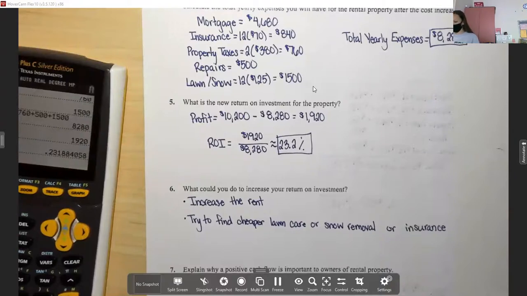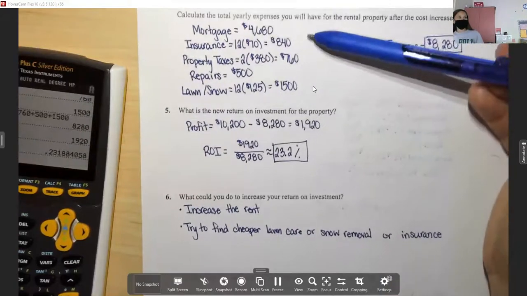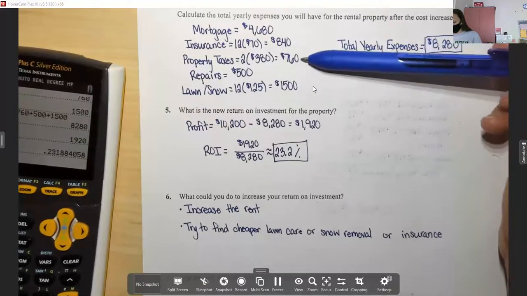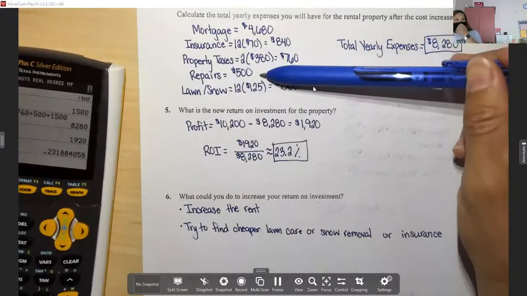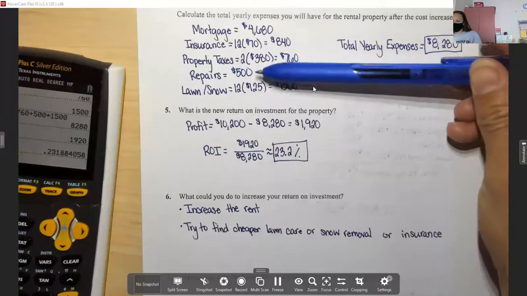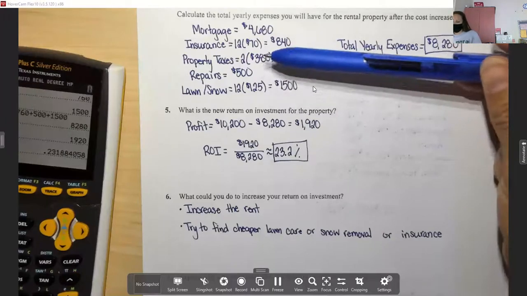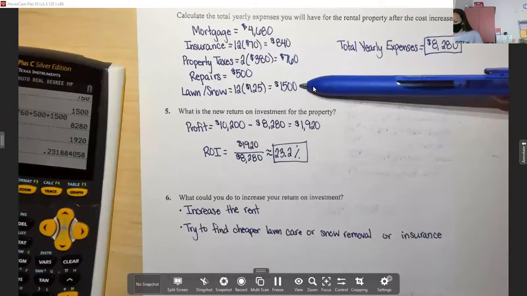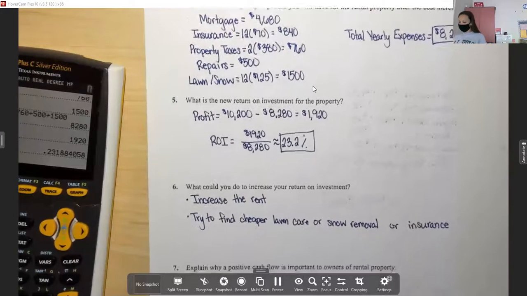So to decrease your expenses, you can't change your mortgage. You can try to decrease your insurance. You cannot change the property taxes. Your repairs, maybe they might not even be $500. Remember, this is your estimate, but they could be more than that. So that's just kind of a big guess, and then you could reduce that.